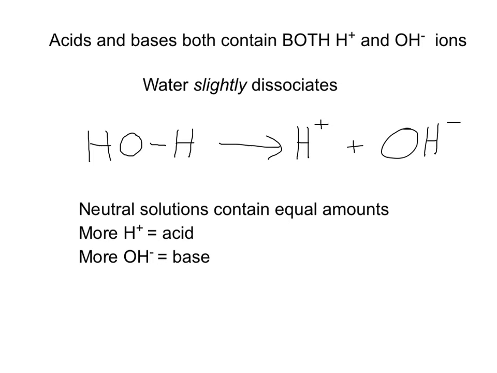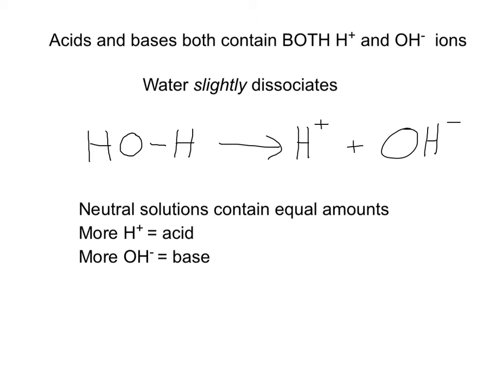We originally defined acids as containing the hydrogen ion, and bases as containing the hydroxide ion. In reality, both acids and bases contain both of these ions. This is because water itself actually slightly dissociates into hydrogen and hydroxide ions.